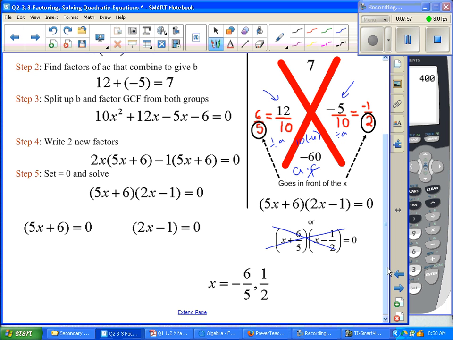So anytime it says factor, you have to be able to FOIL it out to get the original problem. Okay, so that's why I don't just put x plus 6/5 and x minus 1/2 like a lot of people are tempted to do.